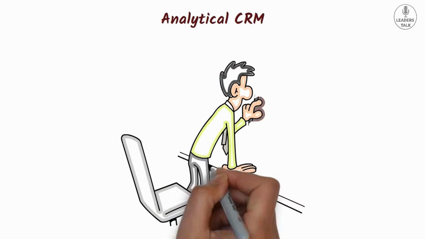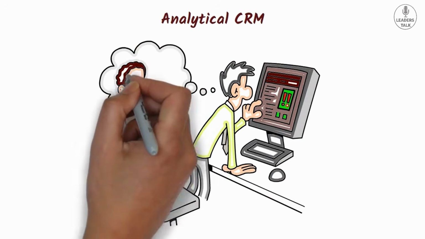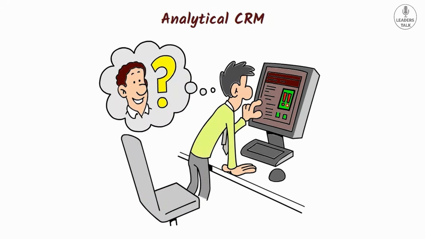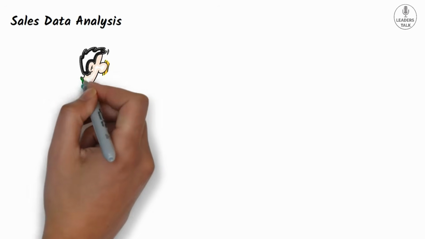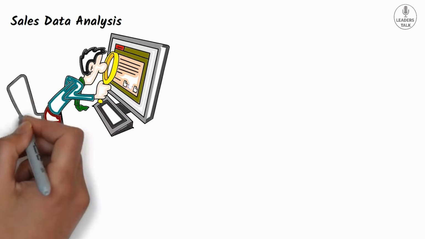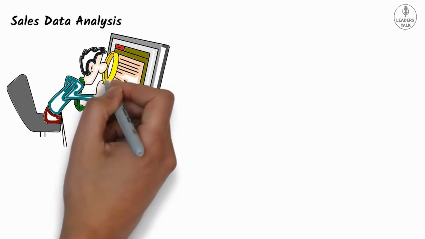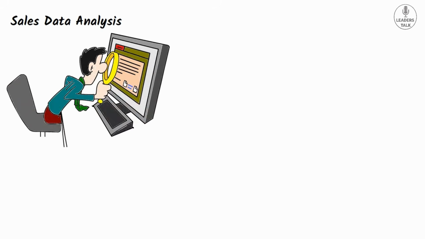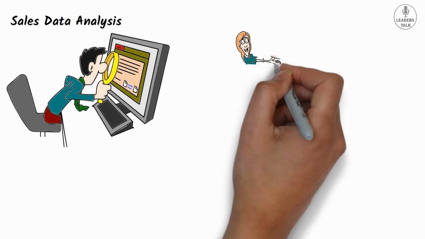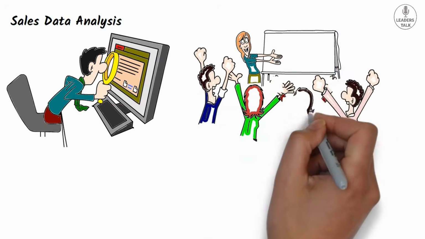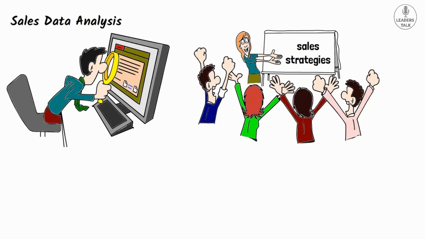Analytical CRM. Analytical CRM involves analyzing customer data to gain valuable insights and drive strategic decision-making. The three main components of analytical CRM are sales data analysis. By analyzing sales data, businesses can identify sales trends, understand customer buying behavior, and forecast future sales. Sales data analysis helps companies optimize their sales strategies, identify high-value customers, and allocate resources effectively to maximize revenue.